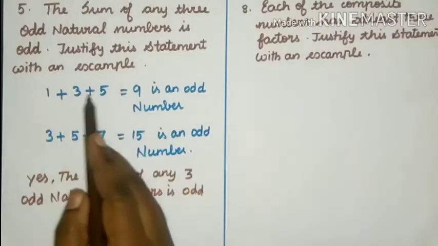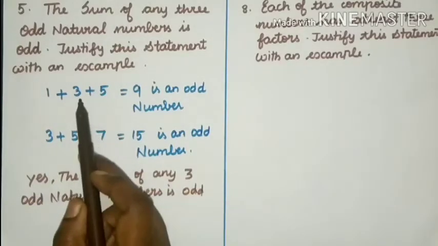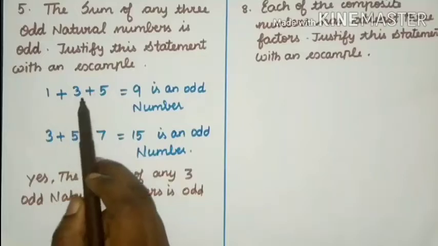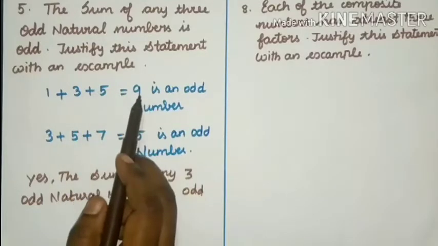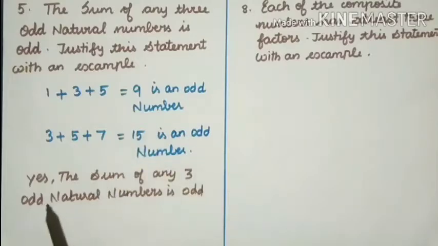See here, 1, 3, 5 are all natural numbers and also odd numbers. If we add these three natural odd numbers, we get the answer as an odd number. So the sum of any three odd natural numbers is odd.